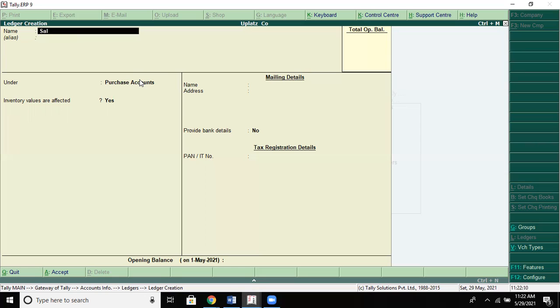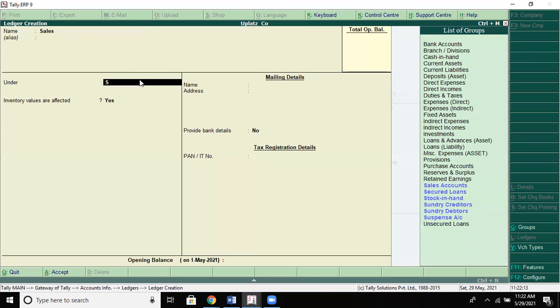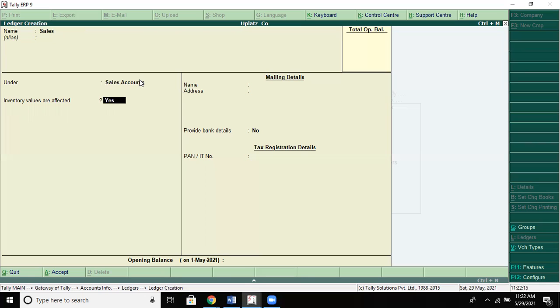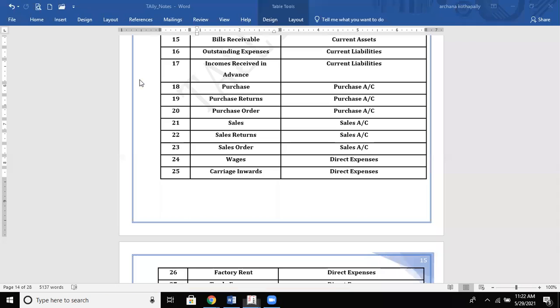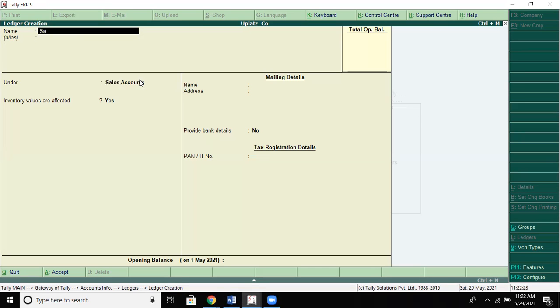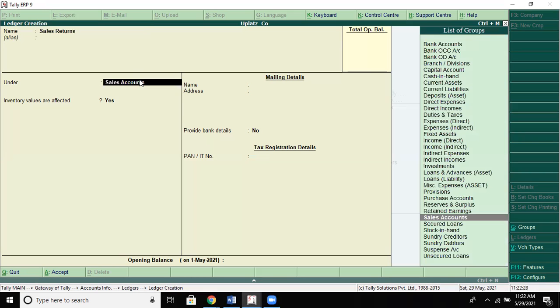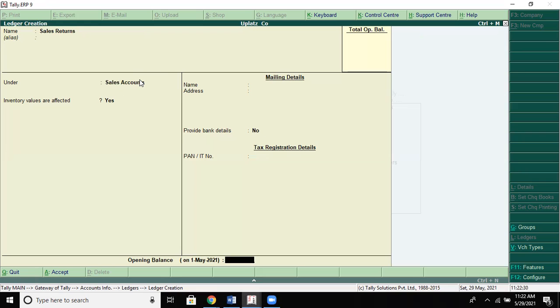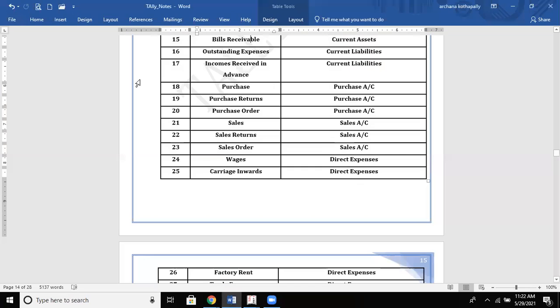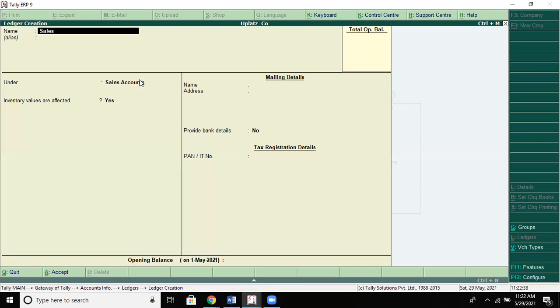Sales. Sales is a category of sales account. So from the available list, select the sales. Inventory values affected. Yes, it will affect your inventory. Then sales return. Sales account. It will affect your inventory value. Yes. Sales order. Even that comes in your sales. Inventory values affected. Yes.